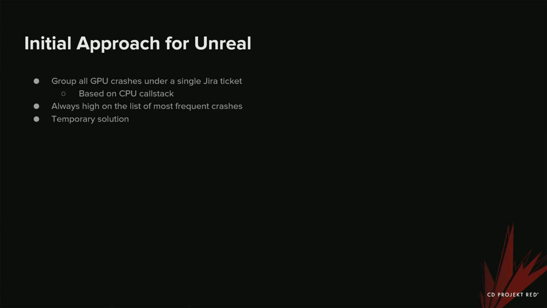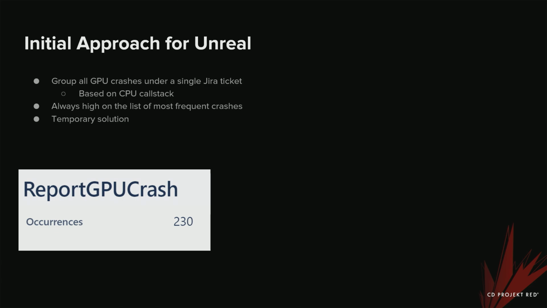First, as we transitioned to Unreal, we had a very simple system to track them. Every GPU crash was grouped in a single ticket, and we'd manually have to retrieve the logs to see what was going on. This was always a temporary solution, and we knew we had to do better. This is what a ticket would look like, as we would have the ticket based on the CPU call stack, which would be mostly the same for all crashes. So not very useful.